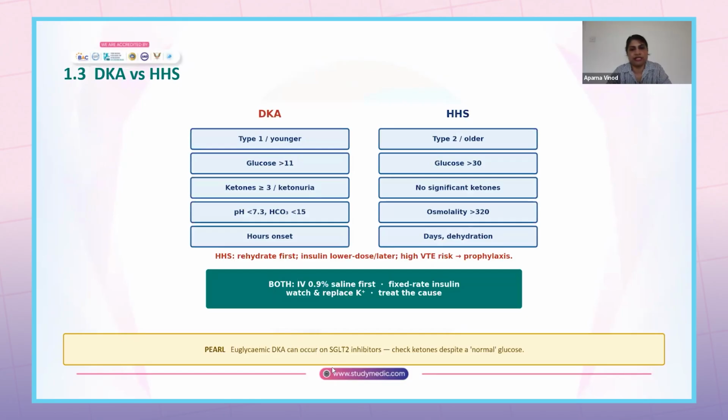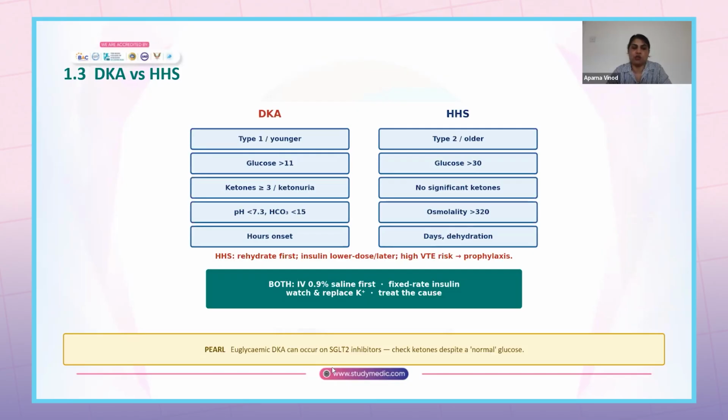This is the difference between DKA and HHS. Normally, DKA patients are type 1, maybe younger, but you can find it in all age groups. HHS is type 2, usually seen in older people. In DKA the glucose is not very high, it goes just above 11, but if you want to say that a person has HHS, the glucose has to be above 30. Now the ketones are greater than 3 or there will be ketonuria. In HHS, you will not find any significant ketonemia or ketonuria.